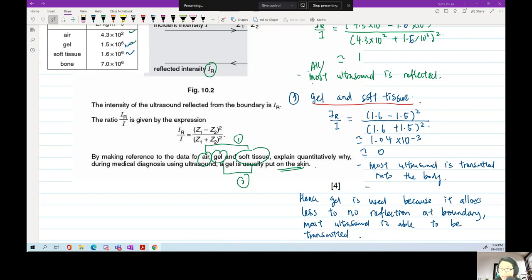Because if you cannot transmit the ultrasound, then what are you looking at? You are just looking at a human belly. Okay, there's a human belly, then nothing else to say. Cannot see inside the human body.